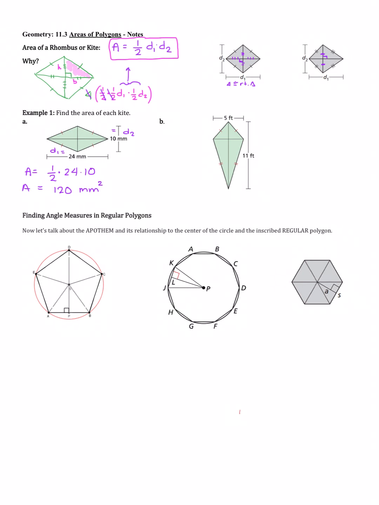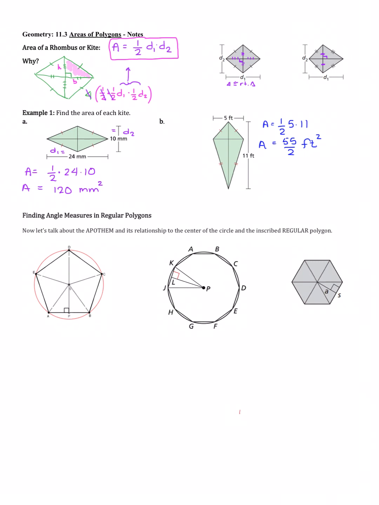Okay, over here we have a kite, but the formula works the same. It'll be 1/2 times 5 times 11, so that would be 55 halves feet squared. And as far as I'm concerned, you can leave your answer like that. Some of you like to have proper fractions or decimals, but then I'd have to touch a calculator, and that takes more time. All right, so that's the area of a rhombus or a kite.